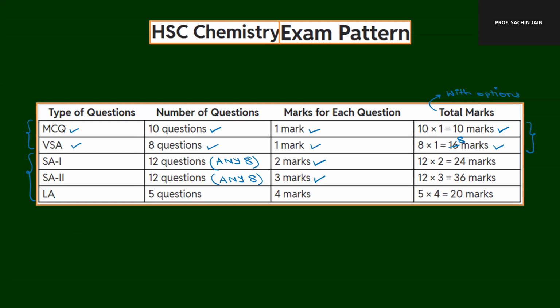Last type का question है LA, that is long answer question. 5 questions है जिसमें you have to attempt any 3 of 4 marks each. So with options के साथ total 20 marks. So as I said, आपका with options अगर आप add up करोगे, so this will add up to 98 marks of the paper, which you have to complete in 3 hours, and it is more than sufficient time. And without options देखें, then it is 70 marks. So this is how the marks distribution is there.